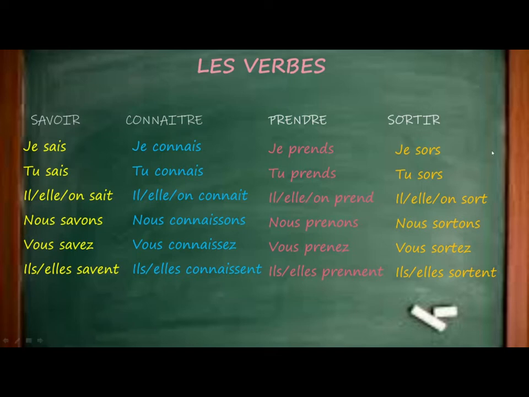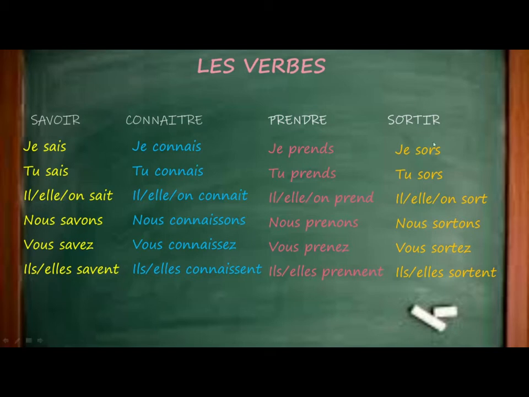Je ne sors pas parce qu'il pleut. For example, je ne sors pas, in the negative, parce qu'il pleut, because it rains. Likewise, j'aime sortir. When a verb is the second verb in a sentence, we don't conjugate it: j'aime sortir avec mes amis.